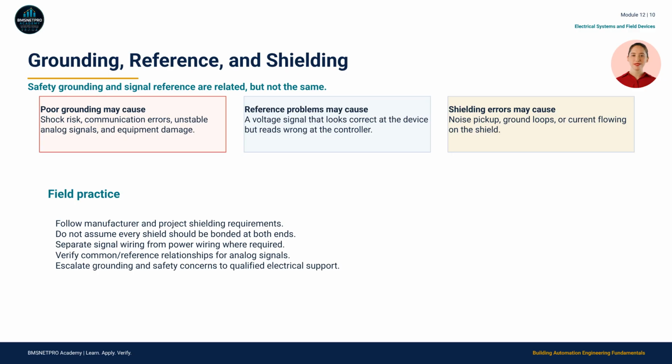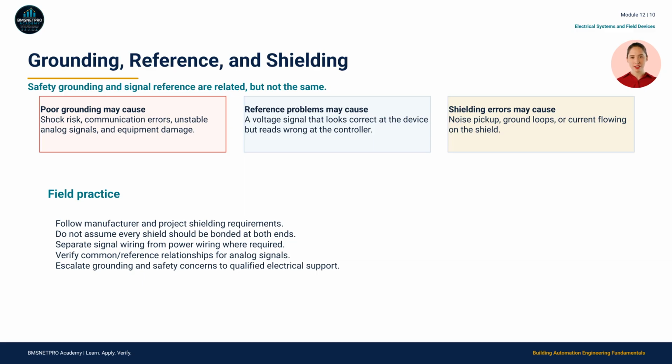Grounding and reference problems can make a good sensor look bad. A voltage signal depends on a reference. If the controller and device do not share the expected reference, the value can drift or become unstable. Shielding should follow the manufacturer and project requirements. A shield connected incorrectly can carry unwanted current and create a ground loop.